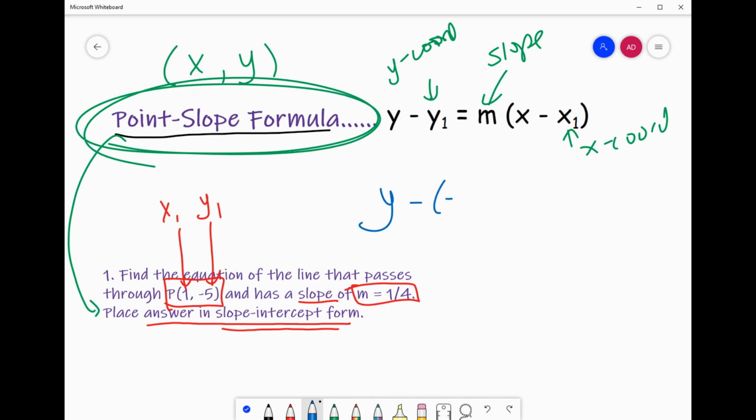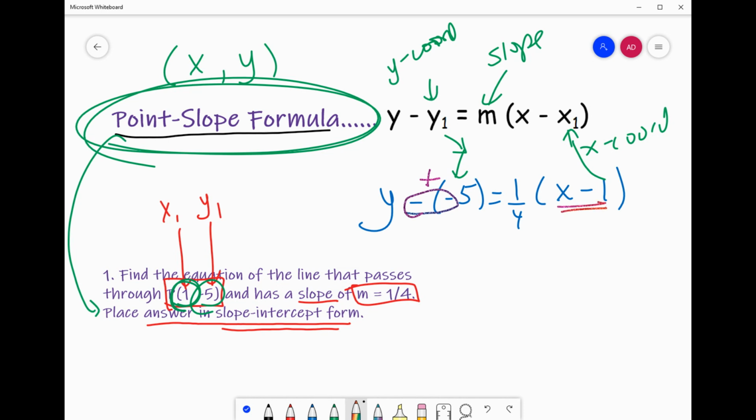Okay, so here we go. y minus y1 equals m times (x minus x1). Now look what I did. I took my y1, which was -5, and plugged it in there. And then I took my x1, which was 1, and I plugged it in there. Watch your signs, watch your signs, watch your signs. A minus and a minus, you know, is a plus, right? And this guy over here was just x minus a +1, which left you with x minus 1. Okay. Now, cleaning up a little bit, y plus 5 equals 1/4 times (x minus 1).